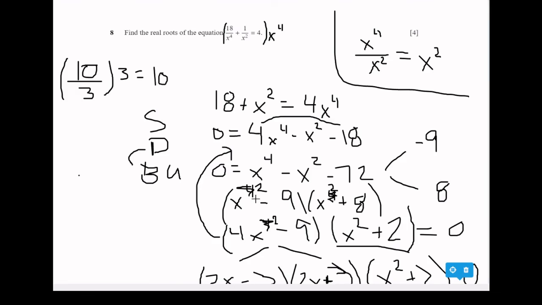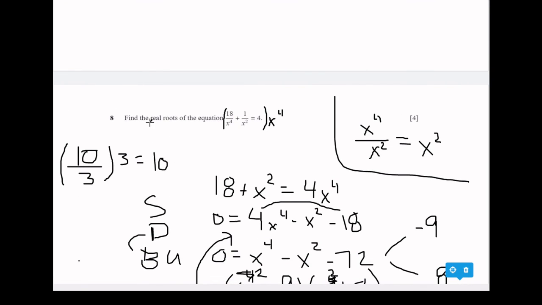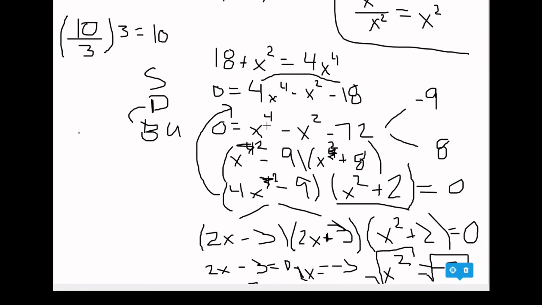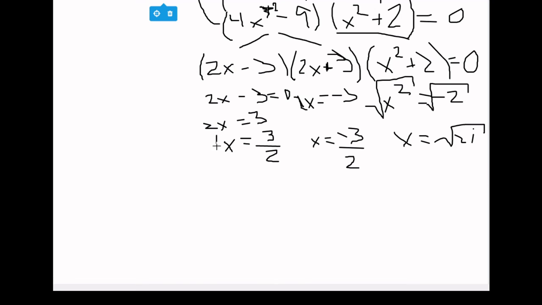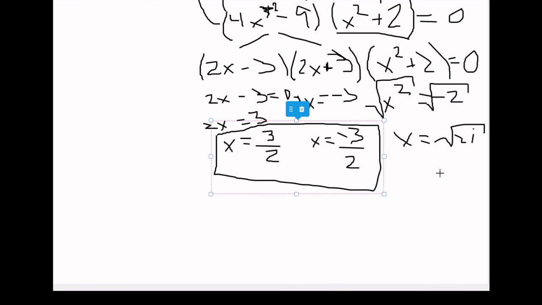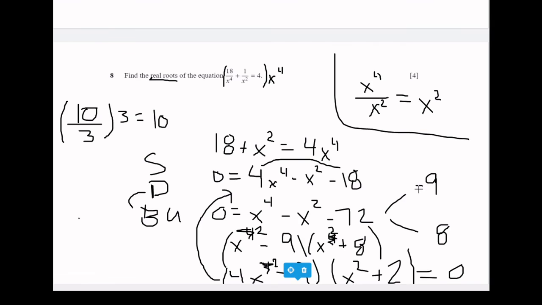Now, if we go back into our original problem, it said to find the real roots. So real roots means real numbers. And 3 over 2 and negative 3 over 2 are the real numbers here. i is not a real number. The definition of i is literally the imaginary number. So 3 over 2 and negative 3 over 2 are our final answers in this problem.